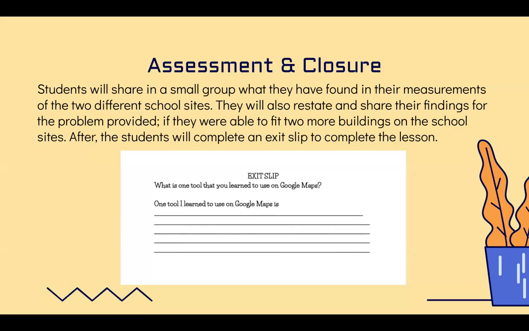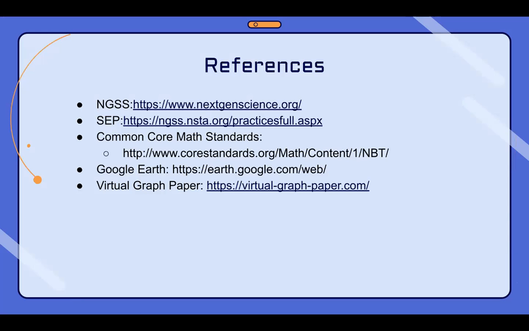For our assessment and closure, students will share in their small groups what they have found in their measurements of the two different school sites. They'll also restate and share their findings for the problem provided, if they were able to fit two buildings on the school sites. After, the students will complete an exit slip to complete the lesson. Here's an example of our exit slip, asking them one thing they learned about Google Earth, with the sentence starter. And these are our references.